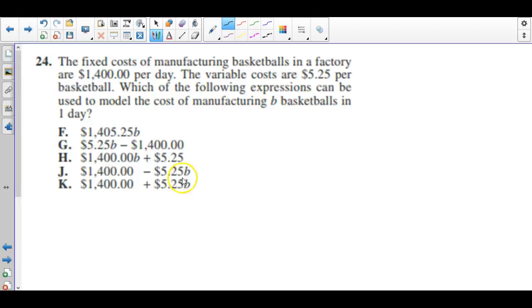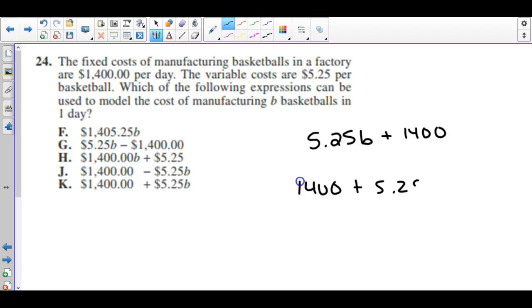Alright, the fixed costs of manufacturing basketballs in a factory, so they're giving me a daily fixed cost here. Variable cost, $5.25 per basketball. Which of the expressions can be used to model the manufacturing for 1 day? So again, $5.25 is the cost per basketball plus the $1,400 per day. And then they're basically just flip-flopping this and writing it as 1,400 plus 5.25.